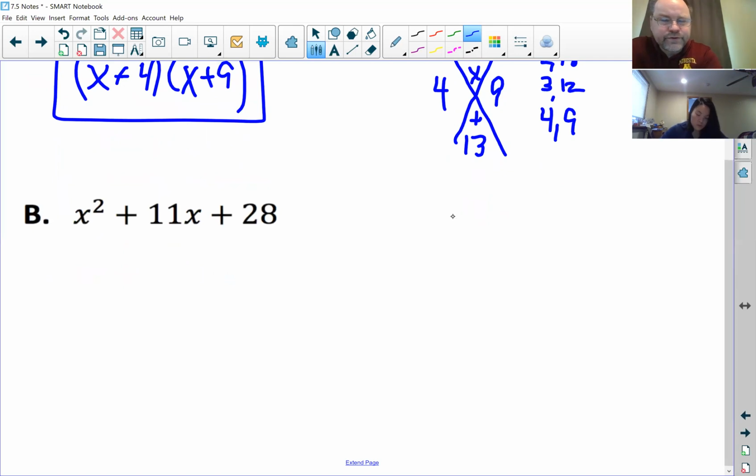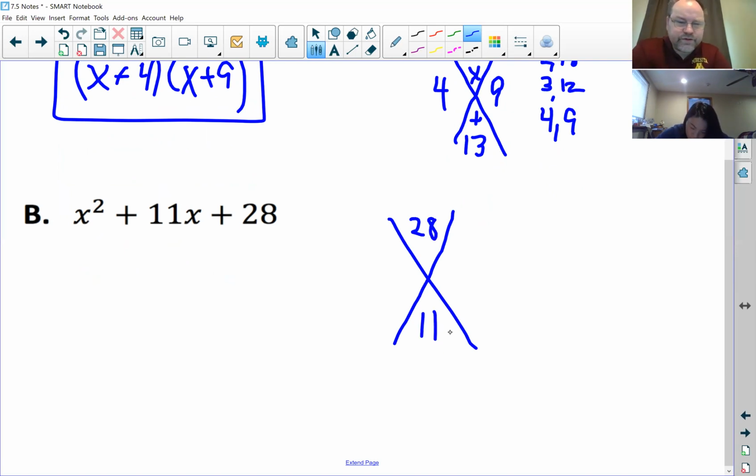All right, go ahead and try this one. Shoot me an answer in the chat when you think you know the two numbers that multiply to 28 and add to 11.